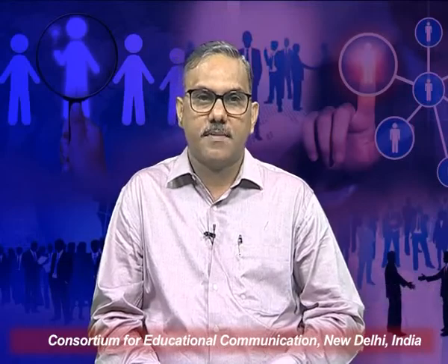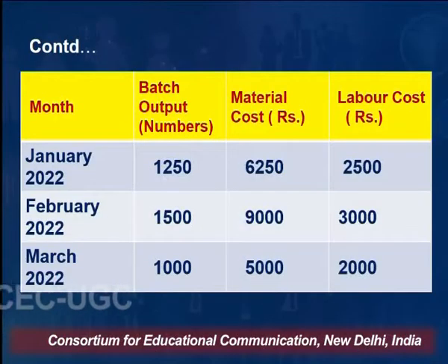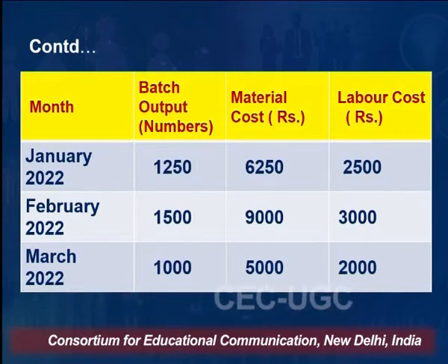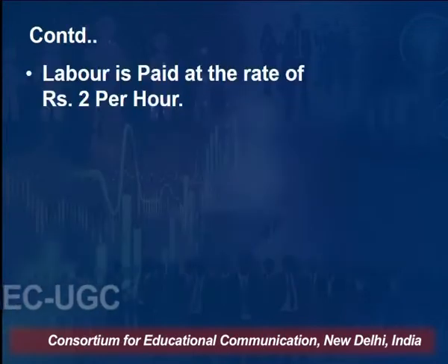The question is reporting the batch output month wise. For the month of January, February and March, they are reporting batch output to be 1250, 1500 and 1000. This is in terms of numbers, so these are the units. Material cost is given to be rupees 6250, 9000 and 5000, and labor cost is reported to be 2500, 3000 and 2000. So here, my dear learners, they have reported material, labor, and along with that they are reporting batch output in terms of units.